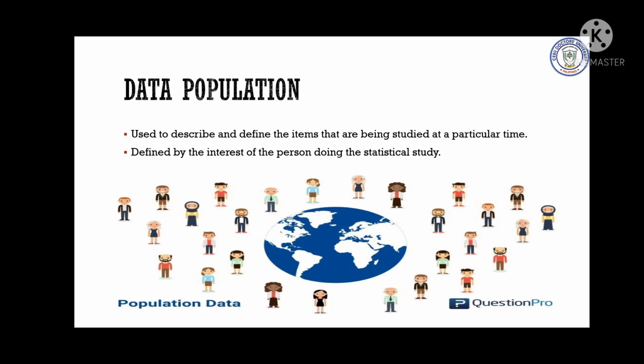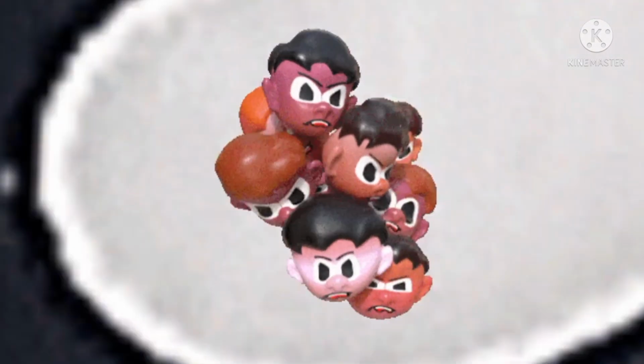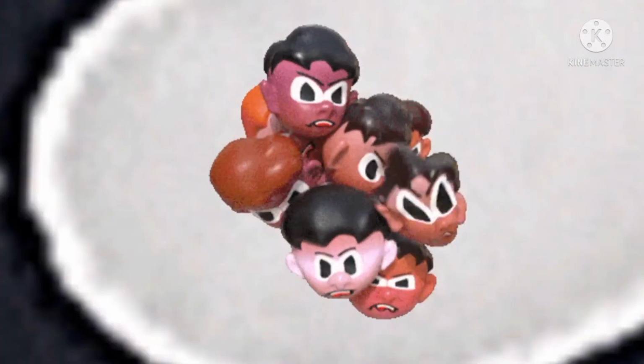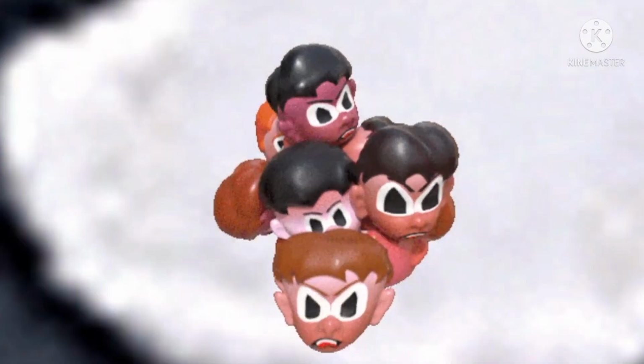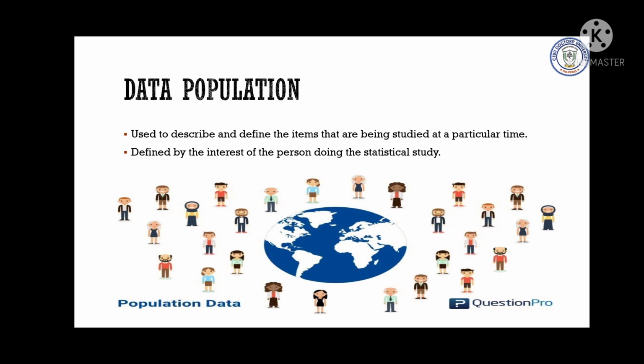Okay, so much for that. Let's proceed to data population. In statistics, a population is the pool of individuals from which a statistical sample is drawn for a study. Thus, any selection of individuals grouped together by a common feature can be said to be called a population. Common features include, depending on the interest of the person doing the statistical study, the same year level, the same course, the same location, the same sex, the same age, whatever is your subject of interest, then that is where you get your population.